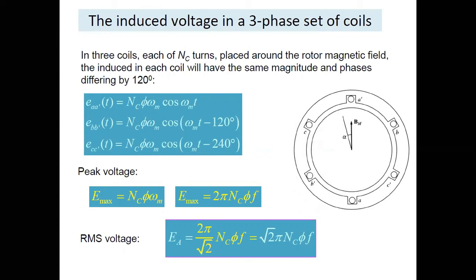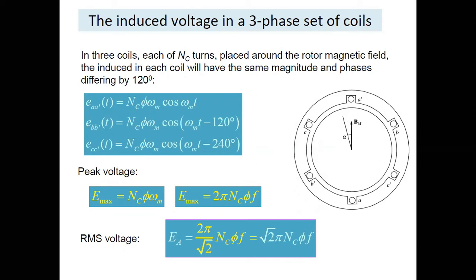So E_A'(t) equals N_C phi omega_M cos(omega_M t). This is for phase A. For phase B, E_B'(t) equals N_C phi omega_M cos(omega_M t minus 120 degrees). And for phase C, E_C'(t) equals N_C phi omega_M cos(omega_M t minus 240 degrees). So all three phases are displaced by 120 degrees electrical.